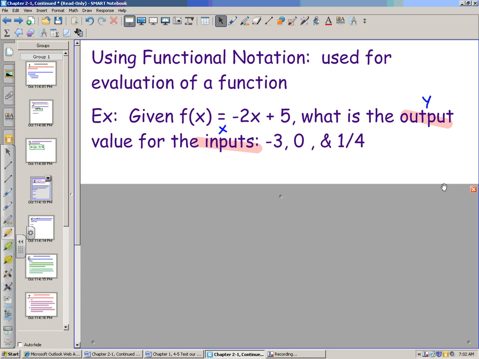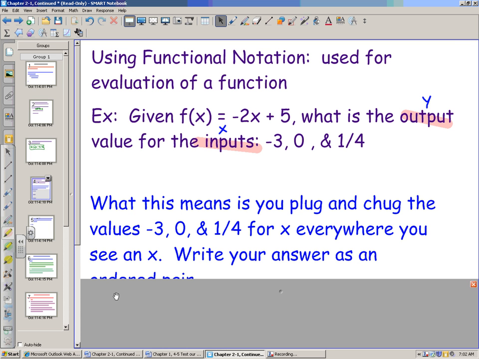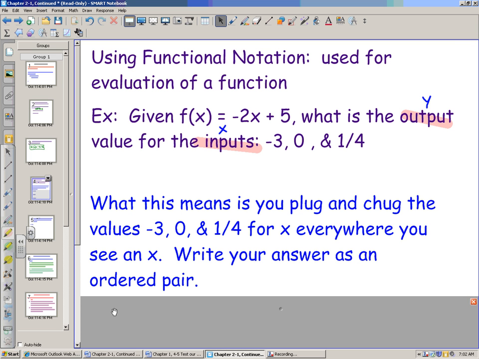Okay, so f of x is equal to negative 2x plus 5. What is the y value for the x being negative 3, 0, and 1/4? Do you see how math has synonyms for everything, and that's okay. You just have to be able to understand what it means. So what this means is you plug and chug the values negative 3, 0, and 1/4 for x. Everywhere you see an x, write your answer as an ordered pair.